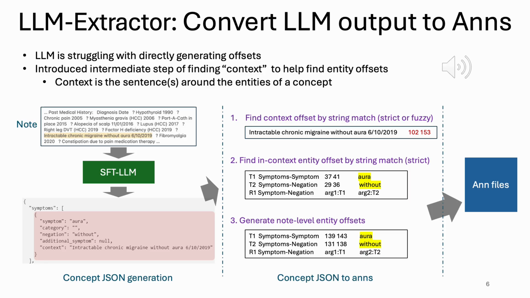We take this example. In step one, find the context offsets by string match. We can use strict match or fuzzy match. After we find the context, we can find the in-context entity offsets by string match. Then we can generate note-level entity offsets, and then convert into an ANN file.